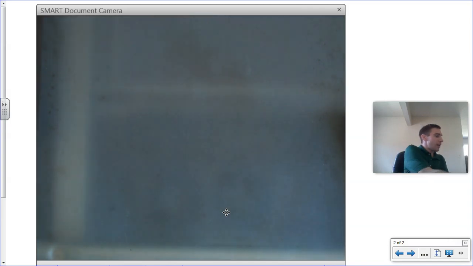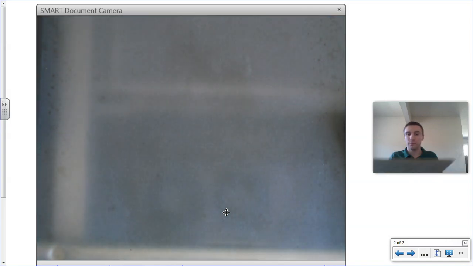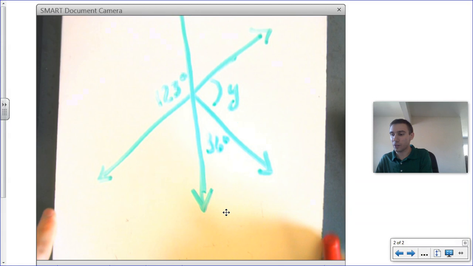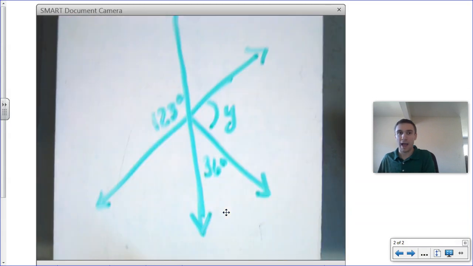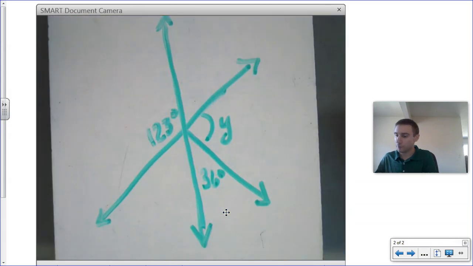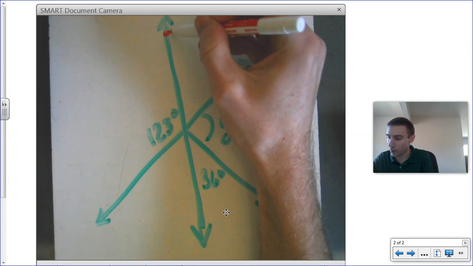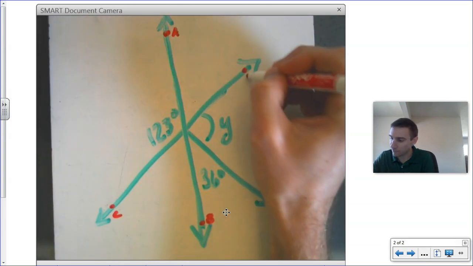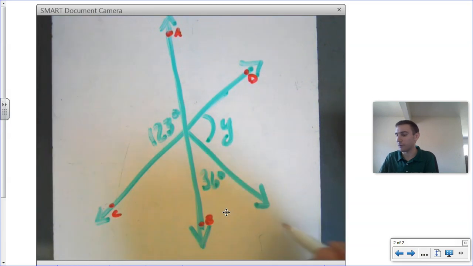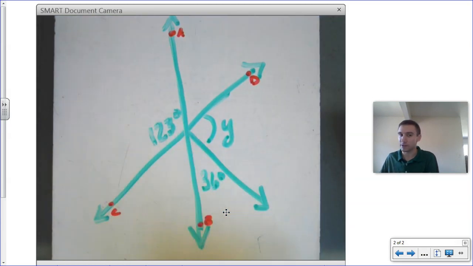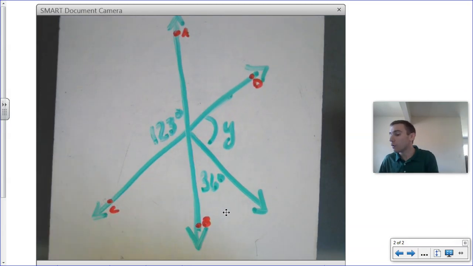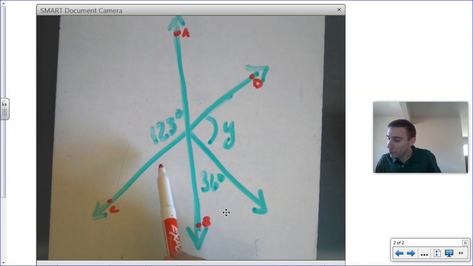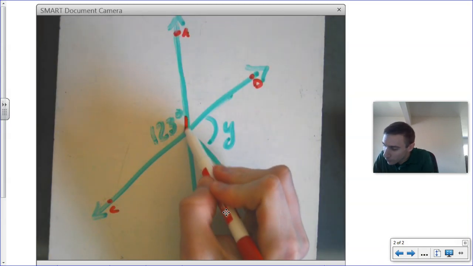Our next example is going to be on this line system. Okay, and once again, we have a straight line here. We'll call it line AB. And over here, we have line CD. And here we have just a ray. So the ray starts at a point and continues on forever in only one direction. Lines continue on in two directions. So I have a 123 degree angle right here.